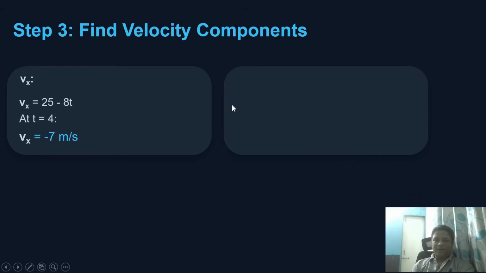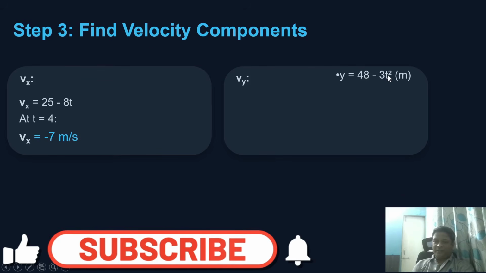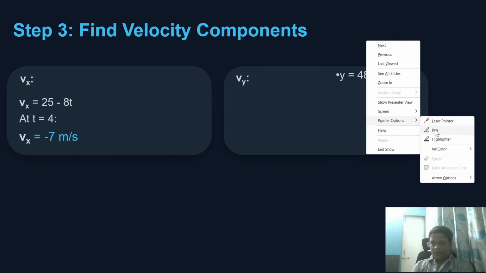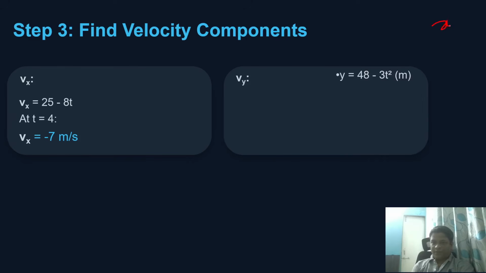Now we'll find out the y component velocity. So Vy. Now the direct values are not given, but the equation of y(t) is given. So displacement in the y direction is equal to 48 minus 3t square. As we have discussed, I'll just write it here. From displacement, if you want velocity and then acceleration, then you should differentiate the equation. So we'll differentiate this equation.